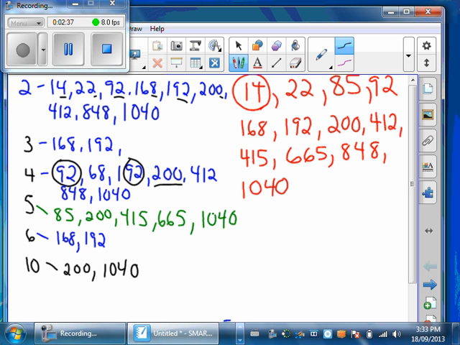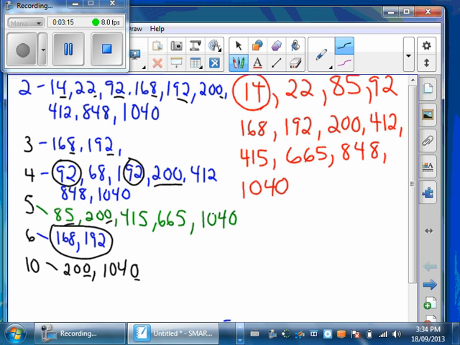Okay? Rule of 5. We've got 85. Any number that ends in a 5 or ends in a 0, you know is money for you. Rule of 6. Well, in this case, all we have to do is rewrite the entire section of the rule of 3 because they were both even numbers and they both divided evenly by 3. So whatever divides evenly by 3 and by 2 automatically divides evenly by 6. And then the last one, obviously anything that ends in 0 that is a 2-digit or greater number. In this case, 200 and 1040.